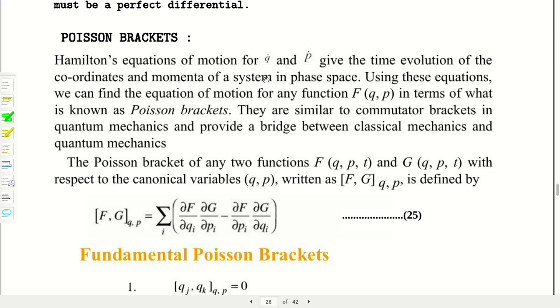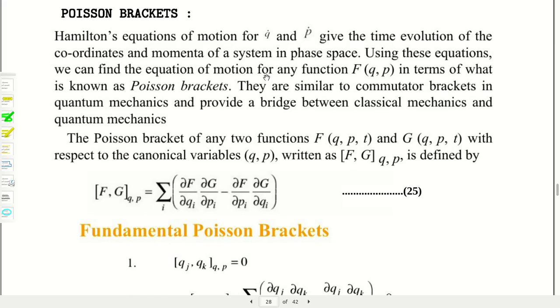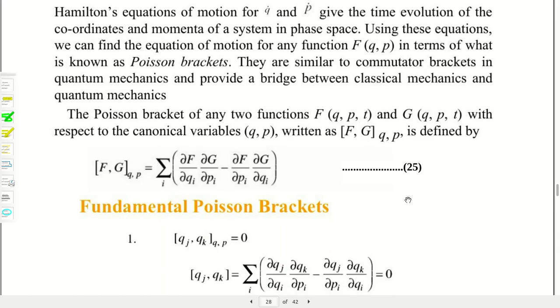We are going to study the Poisson bracket and its connection to the canonical transformation, which we have discussed in our previous class. So let us take two functions f and g, which are functions of the generalized coordinates q and momentum p. The Poisson bracket is defined by this formula, equation number 25.